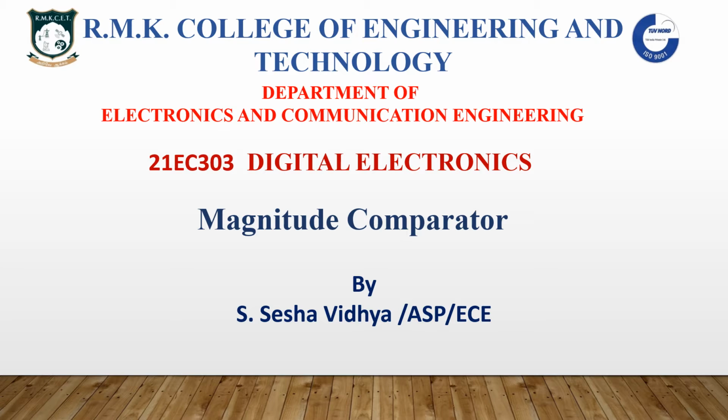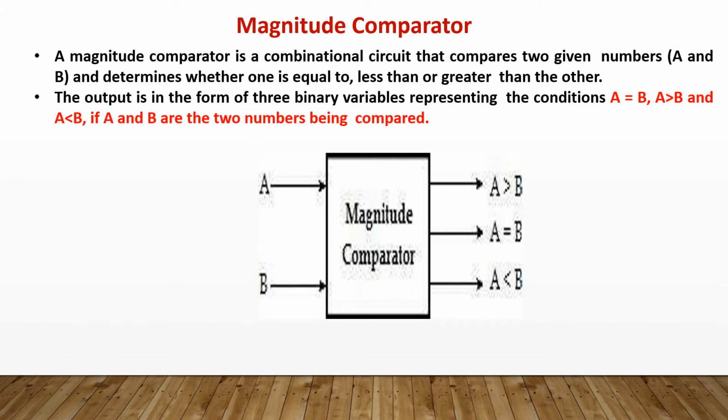So today we are going to discuss magnitude comparator. What is a magnitude comparator? A magnitude comparator is basically a combinational circuit. As the name implies, this comparator will compare two numbers. Let us consider A and B. If we compare any two numbers, there are only three chances. The two numbers may be equal, or one may be less than the other, or it may be greater than the other. So these are all the three chances.